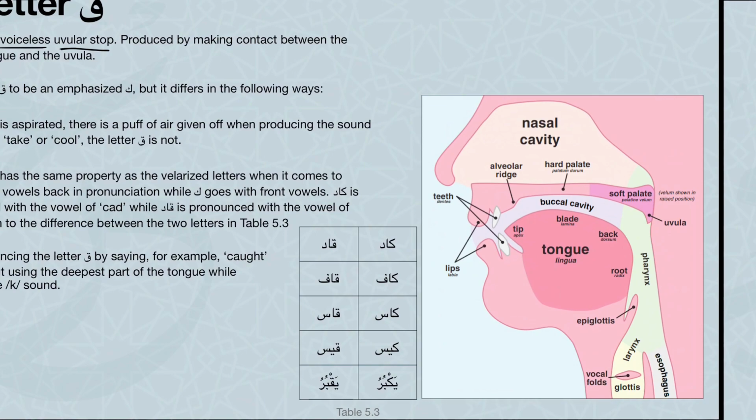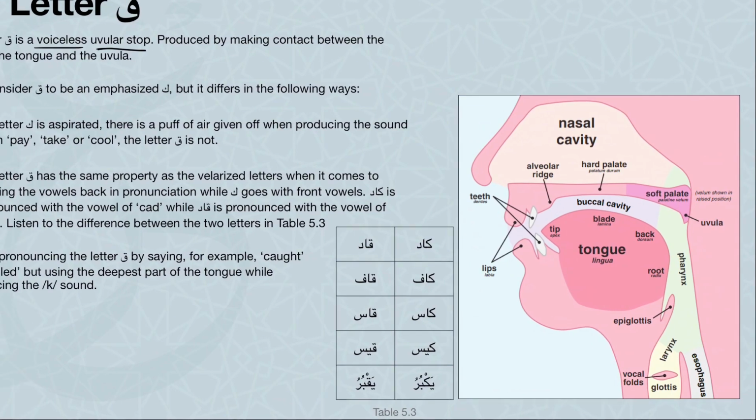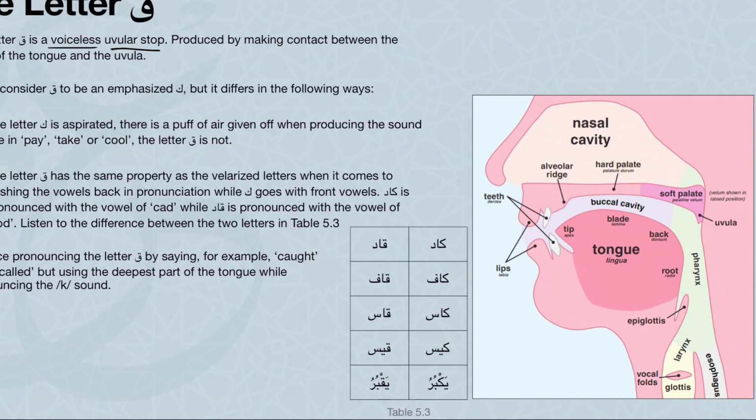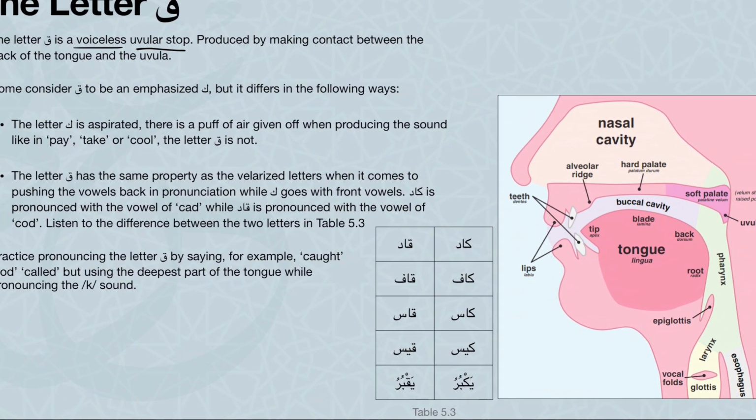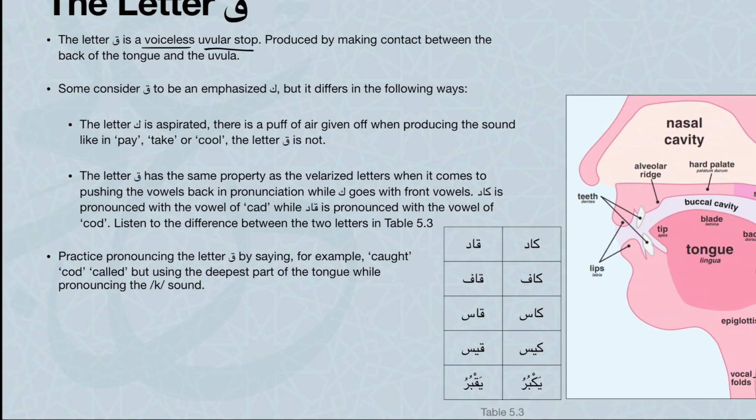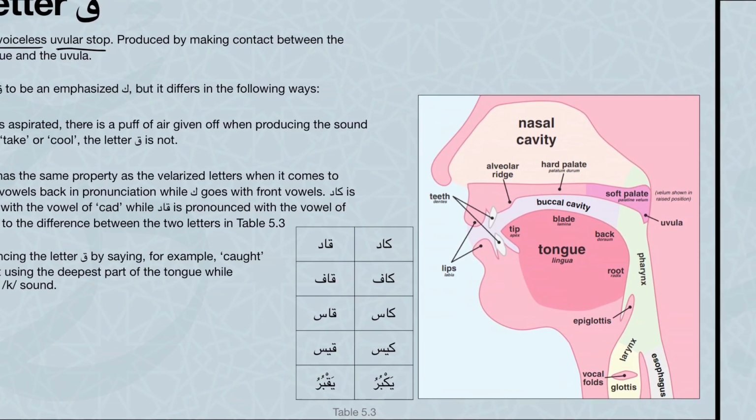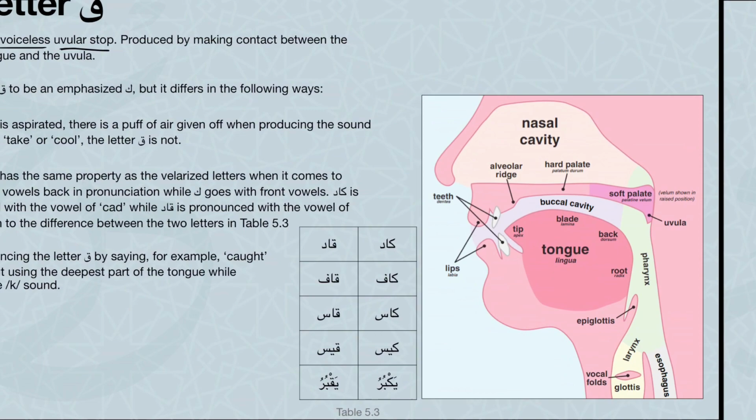So what does it mean that it's uvular? Basically, it gives us a clue that the sound comes from this area. And what does it mean by stop? We'll get to it in a bit. It's produced by making contact between the back of the tongue and the uvula. So this definition gives us a quick clue on how to produce the sound. It involves using this part of your tongue.